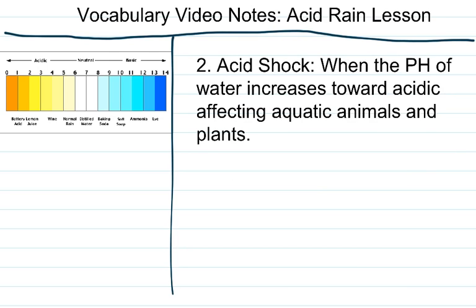For number 2 is acid shock. Acid shock is when the pH of water increases because of acid rain, which we learned about today. And when the pH of water increases, instead of going to 7, maybe it becomes like 4 or 3 on the pH scale. It can kill animals and plants in the water. Let's look at some pictures.